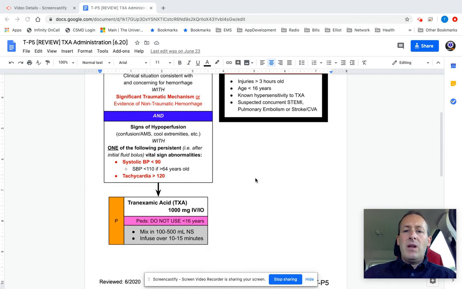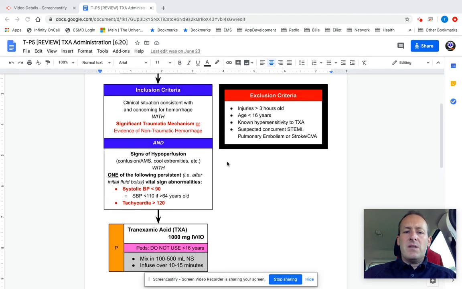So somebody who's got a fairly high mechanism with outward signs of likely internal injury. What we're really looking for, here on the left side of the inclusion criteria, are signs of hypoperfusion, so you're not getting blood flow like you should. That can be directly seen in your vital signs, but it can also be signs where your body's clamping down your blood vessels to force that blood into your vital organs. We see this with all sorts of shock: cool skin, mottling, decreased pulses, things like that.